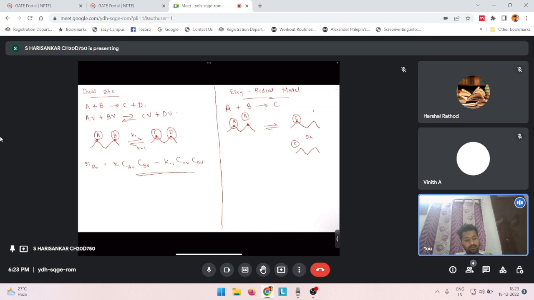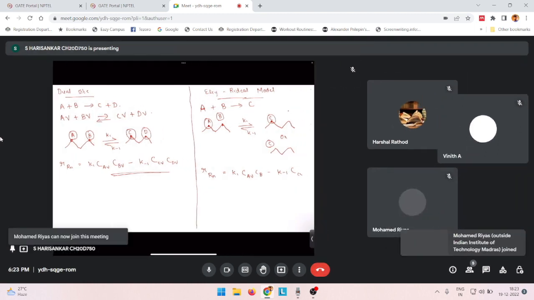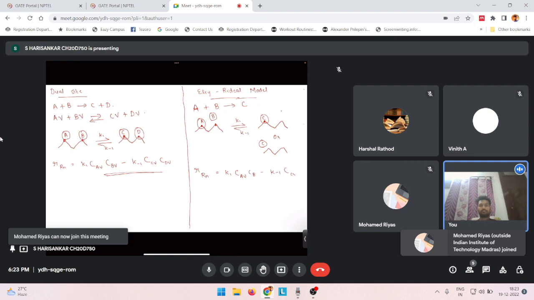Okay, so if we write the overall rate of reaction for this, the rate of reaction will be k1 and k minus 1. So k1 C_AV, because A is the only thing that is getting adsorbed, and C_B, minus k minus 1 C_C C_V. Or this can also be just C_C, depending on whether your product is getting adsorbed or not.